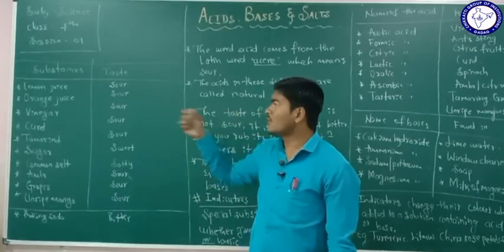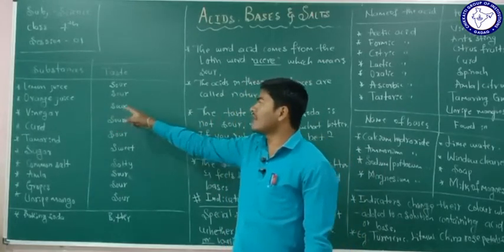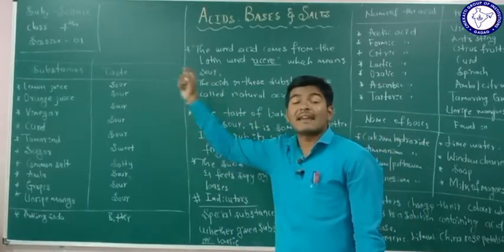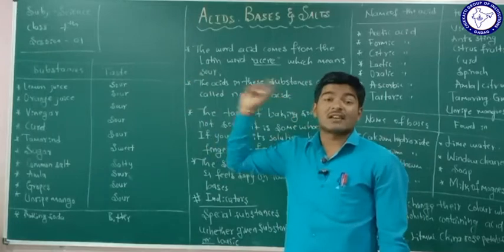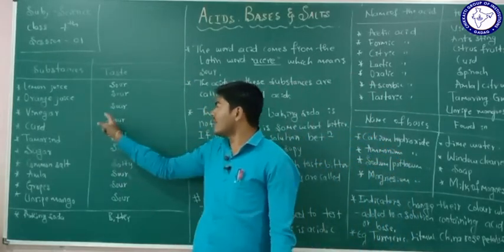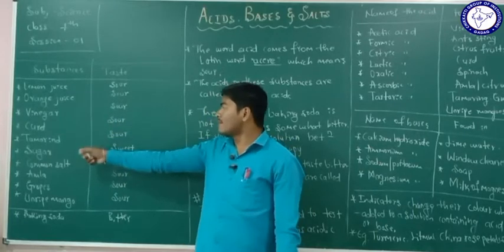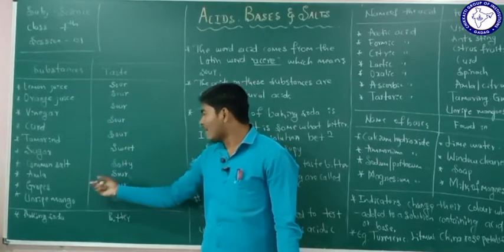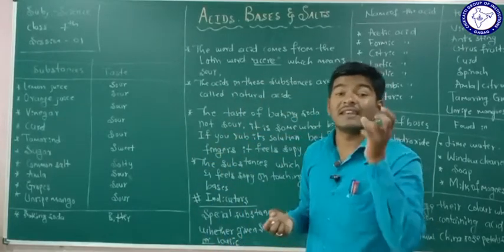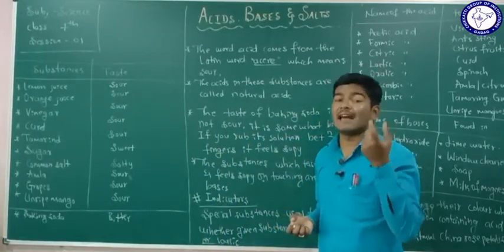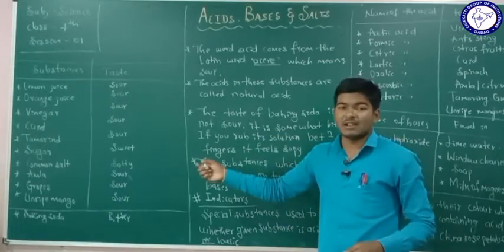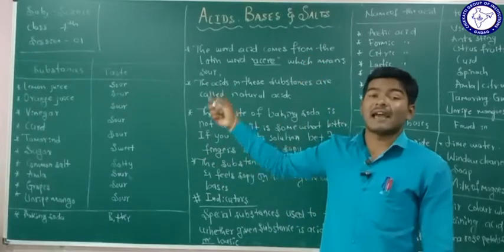Is it clear? So lemon juice, orange juice and vinegar are acidic in nature, and these are all called natural acids. So lemon juice, orange juice, vinegar, curd, tamarind and also amla taste sour. The substances which taste sour contain acids, and the nature of that substance is acidic, and these are all called natural acids.